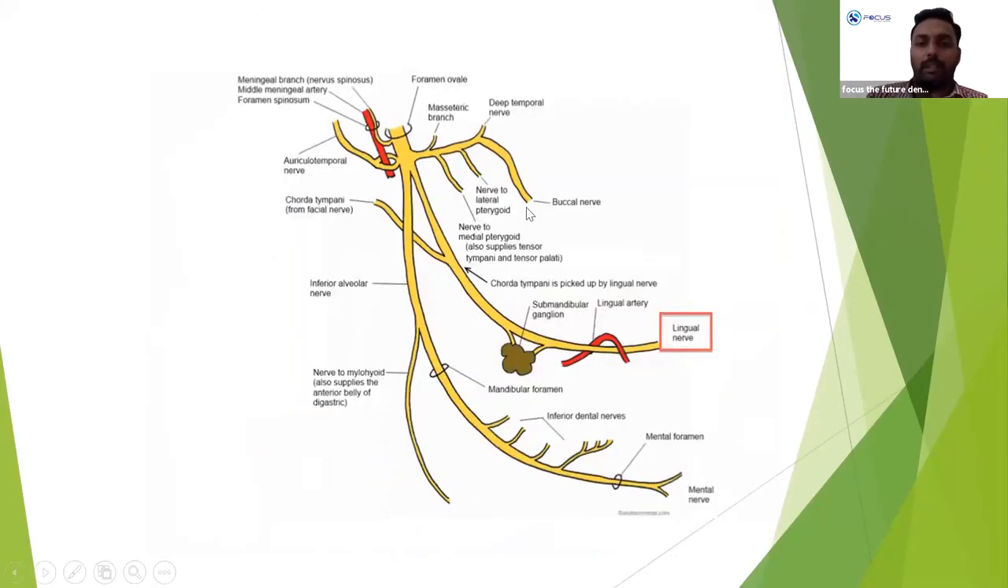So this is another view of those nerves. The chorda tympani from the facial nerve, which carries the taste sensation, joins the lingual nerve, and it moves further and is going to supply the tongue for the taste sensation of the tongue.